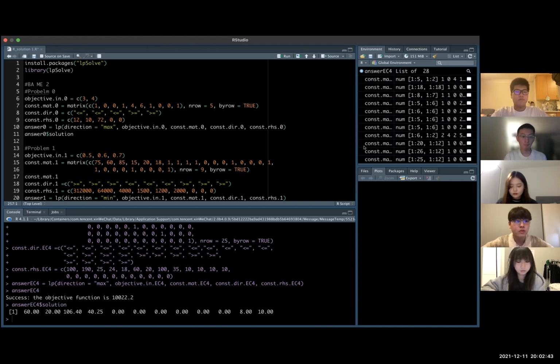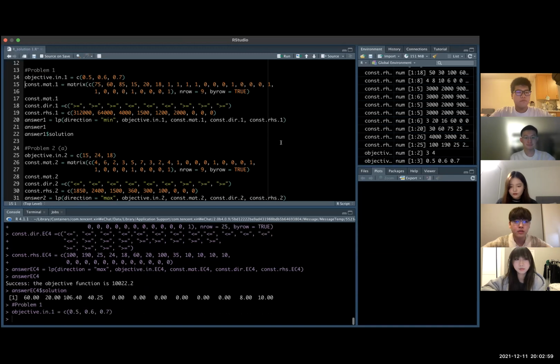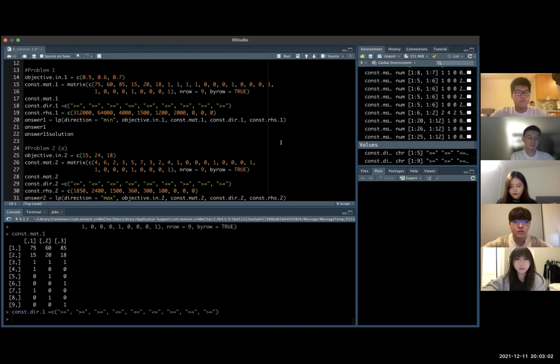Here comes question 1. First, we create objective.in 1 with the cost of 3 kinds of beans: Brazilian, Colombian, and Peruvian. Then we assign const.mat 1 with a matrix of the different constraints' left-hand sides. 3 numbers as a row respectively represent blend aroma of 3 beans, blend strength of 3 beans, total output of 3 beans, choosing only B supply, choosing only C supply, choosing only P supply, and 3 beans among themselves. We make it as a table with 9 rows and arrange every row, and run the matrix to show the table.